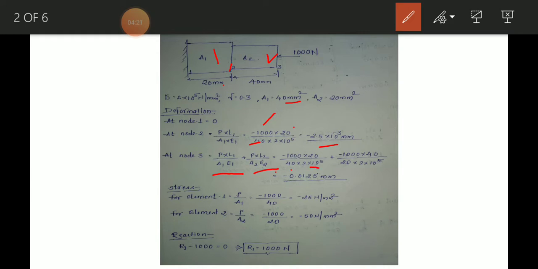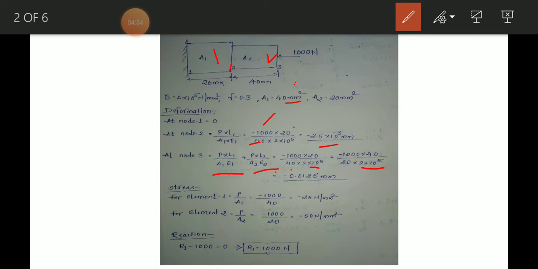Plus for node 3, that is the second element, P remains the same for both the elements, minus 1000 into L2. L2 is 40 for the second element, divided by A2. What is the area of the second element? That is 20, and Young's modulus is of course 2 into 10 raised to 5. When you solve both the quantities, you will get the answer as minus 0.0125 mm.